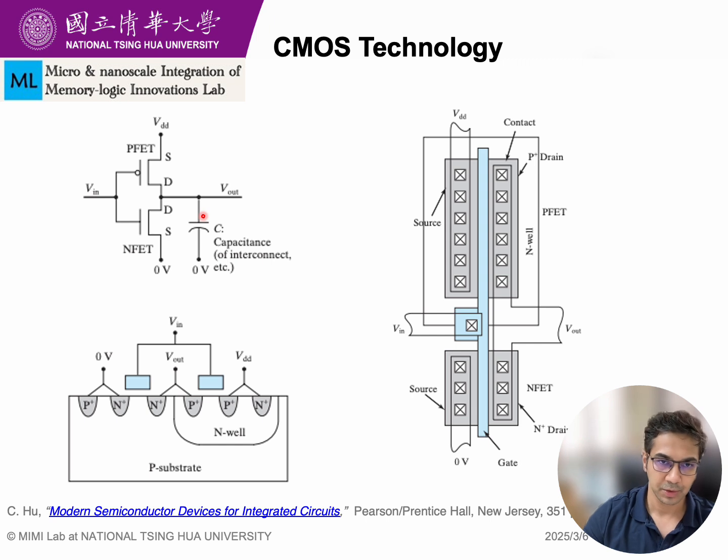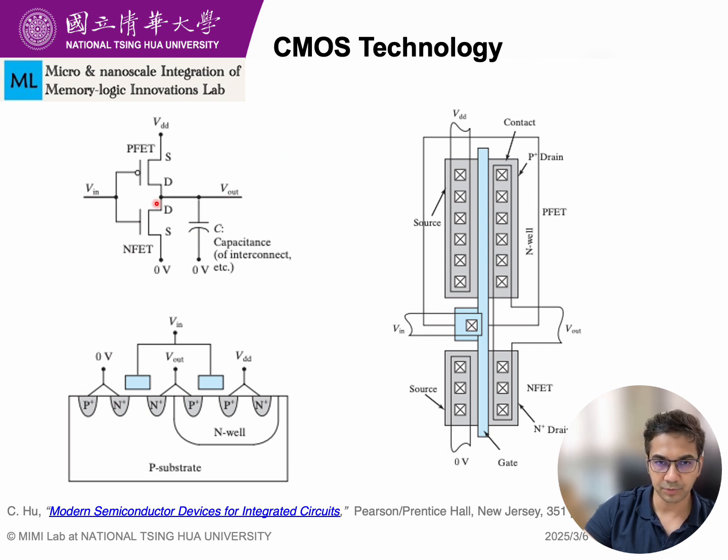When the input is low, the PFET turns on, so it pulls the output high, and the capacitor is charged. The vice versa also happens. When the input is low, the PFET turns on, and when the input is high, the NFET turns on. So the capacitor will discharge through here, and then we see low voltage here.